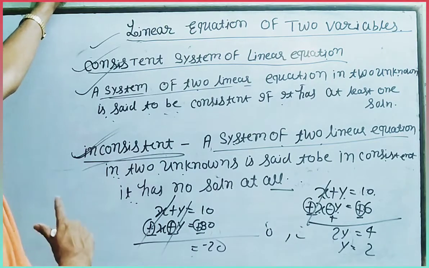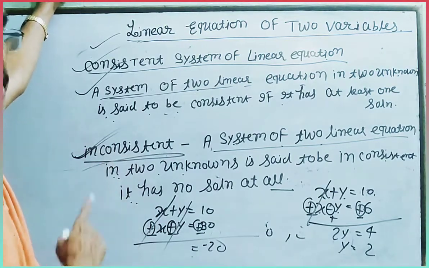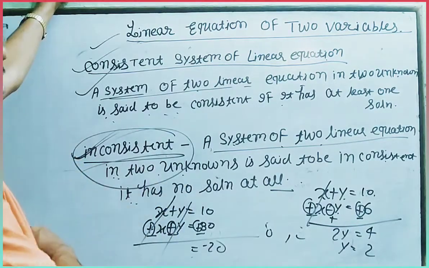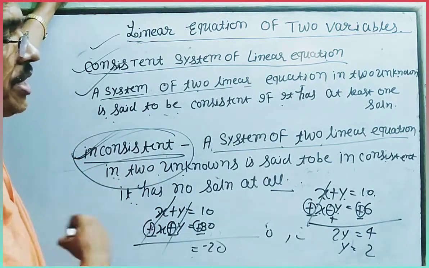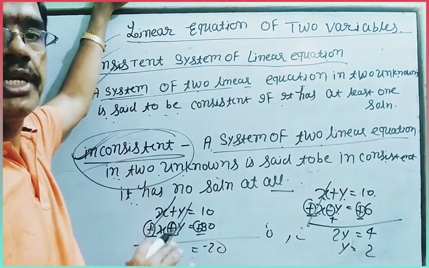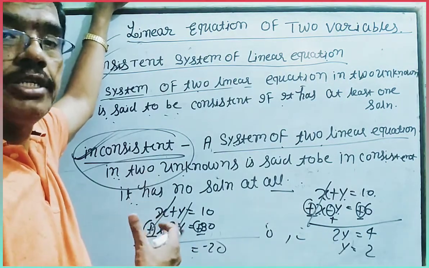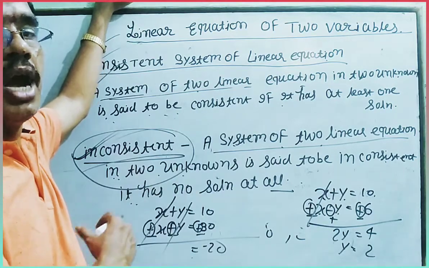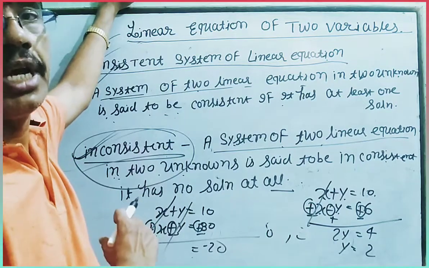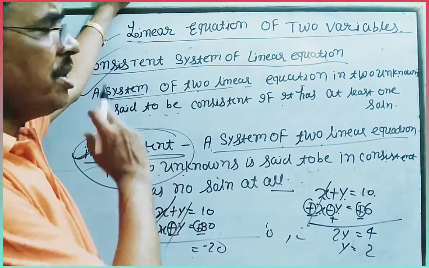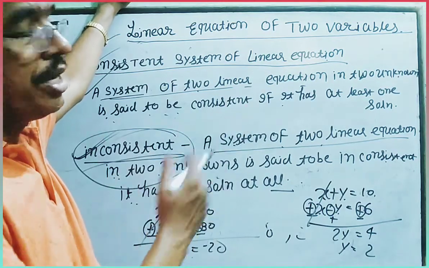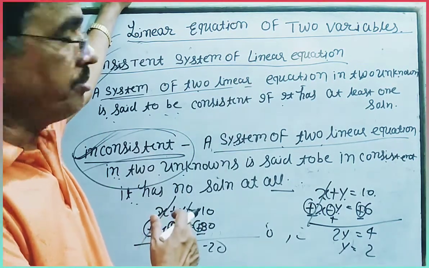So it is clear we cannot find the value of x and y, and that type of equation is called an inconsistent solution. A system of equations which has no solution is called inconsistent, and a system of equations which has at least one solution is called consistent. There are many examples given in the next chapter, and I will solve those then.